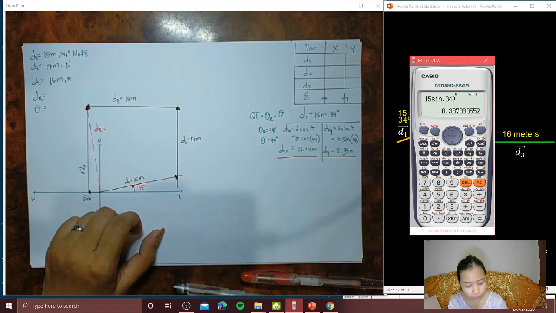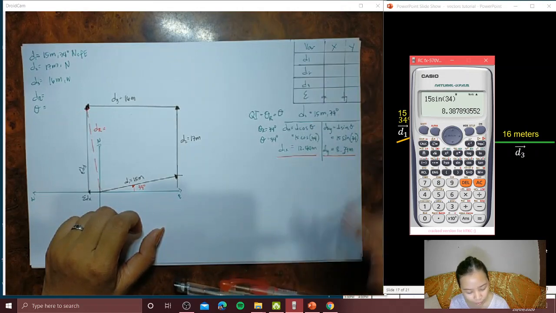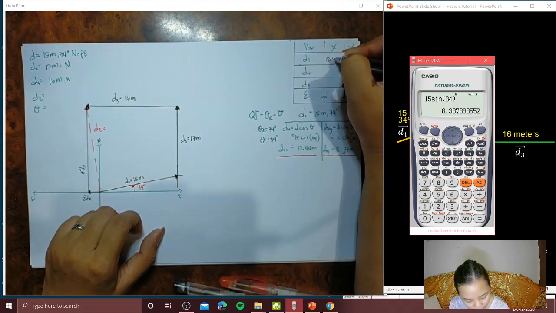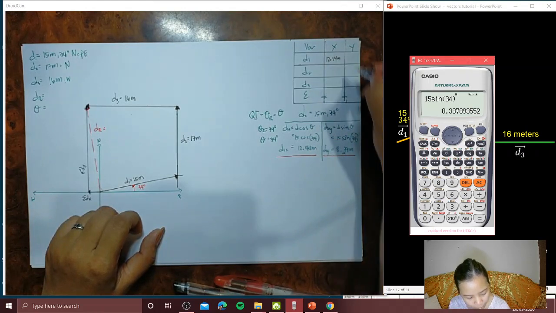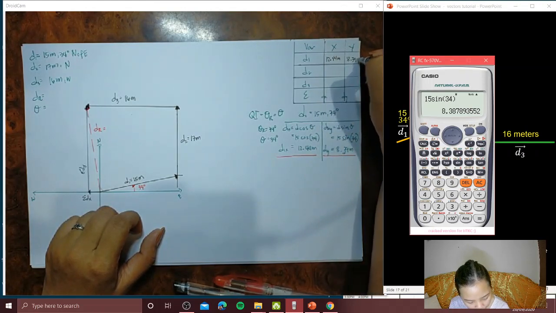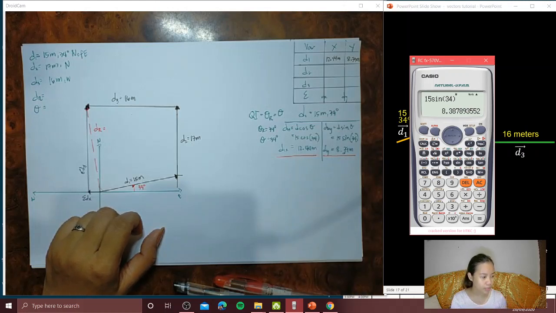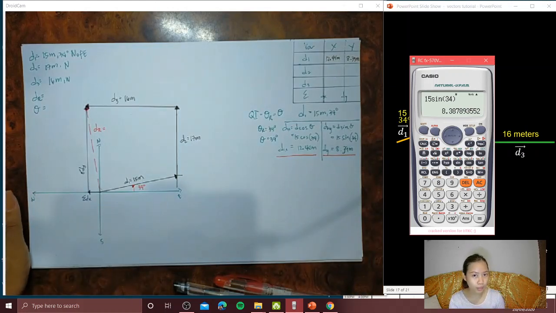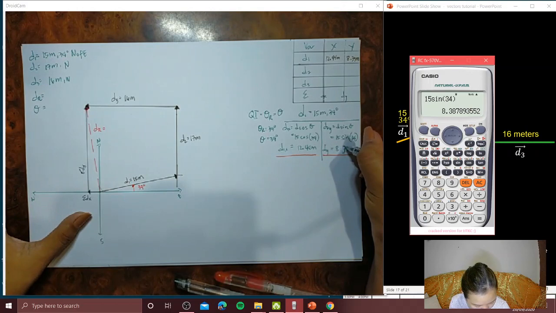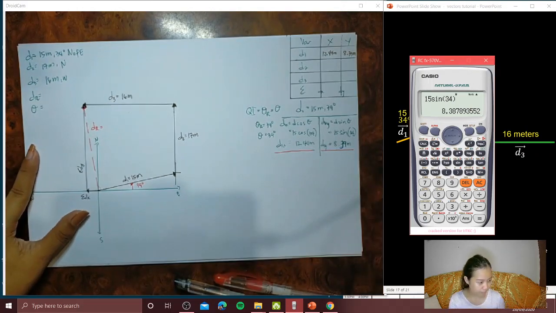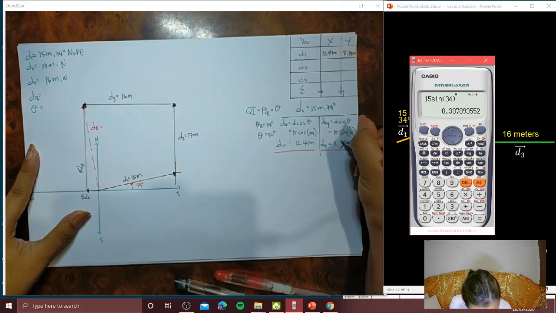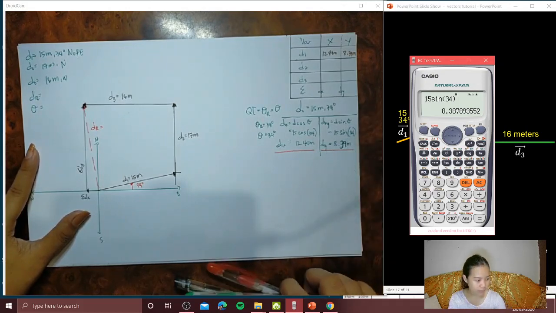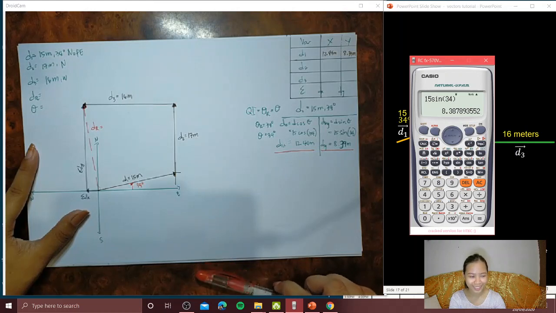After that, put the values inside the table. 12.44 meters, and then you have 8.39 meters. Okay, so that's it. I hope that it's clear on your part.